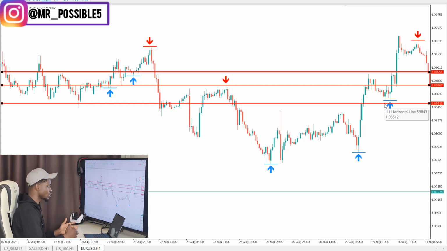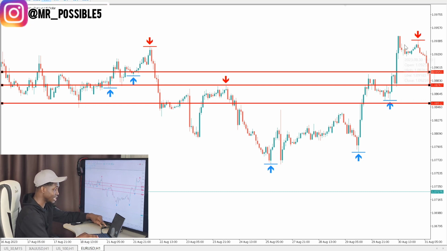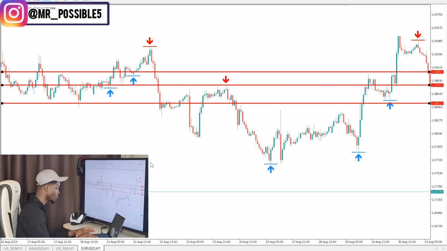Even when you use the previous low or the previous high, it can still hit your stop loss. The fact it's not hitting now doesn't mean it's not possible to hit. It can also hit, guys. After that, boom, you can see it just pushed up nicely like that.